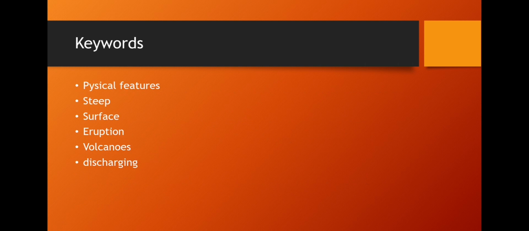After going through the chapter, I have arranged a list of keywords for you so you can learn them by heart. These words are physical features, steep, surface, eruption, volcanoes, discharging. After learning these words, you will be able to solve the worksheets which are provided to you on your website.